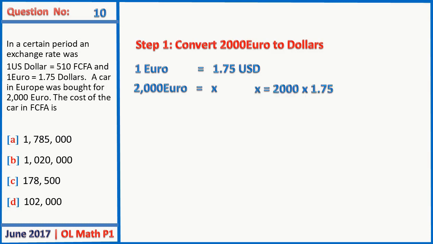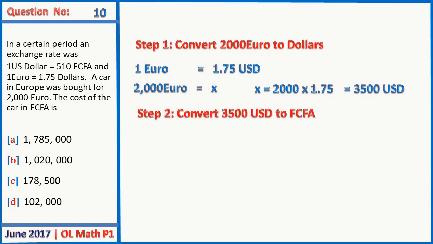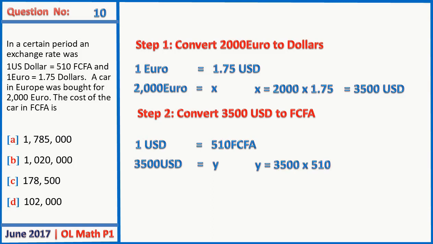So that gives us x to be equal to, by cross multiplication, 2,000 times 1.75 divided by 1 equal to 3,500 US dollars. Step 2, we convert 3,500 US dollars to FCFA. Using the conversion key that has been given, cross multiplying gives us y equals 3,500 times 510 divided by 1, which is 1.785 million. So the key is A.